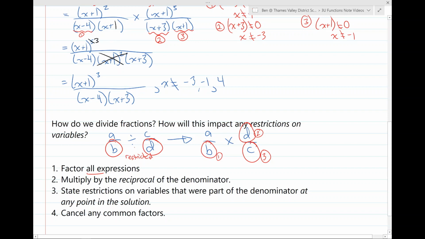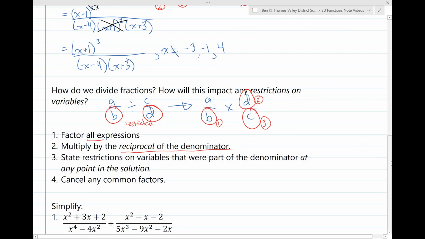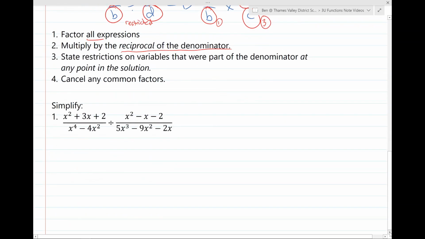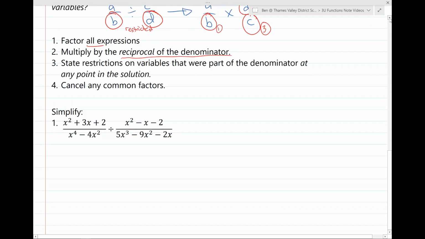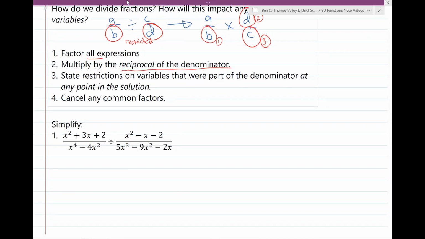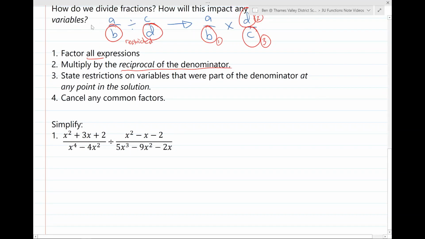Then we multiply the dividend by the reciprocal of the divisor. We know to do that. We've been doing that for years. We'll need to make sure we state our restrictions before we cancel out any common factors. So we'll go over just one example here of dividing some fractions. In the numerator of my first fraction, I have a simple trinomial.